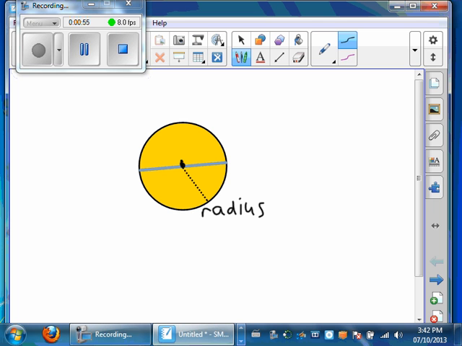So if I decided that, hey, I wanted to measure the radius from the center point to right here, that's going to be exactly the same. This is going to be equal to this measurement over here. They're never going to change.